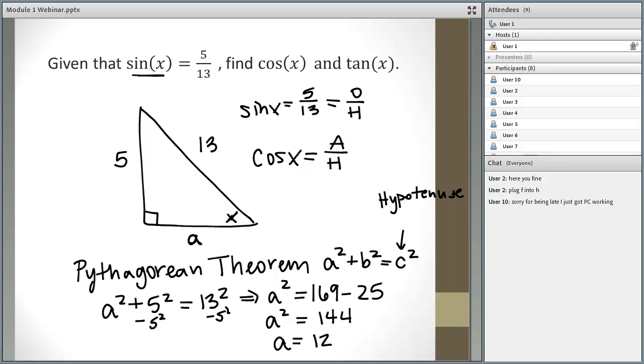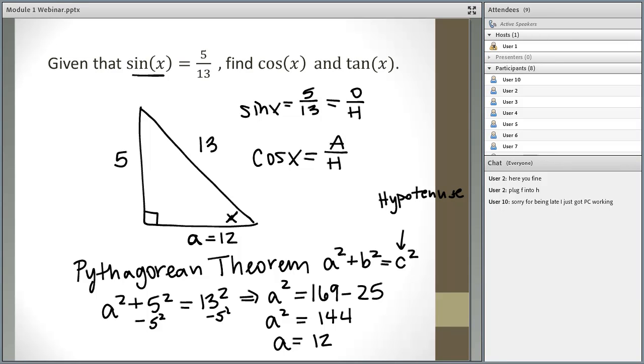And typically when we take a square root, we apply a plus or minus, but we're talking about the length of one of the sides of the triangle, so we don't need to include the negative. We can just think of that as a length, so it's only a positive value. So I get that a is 12.